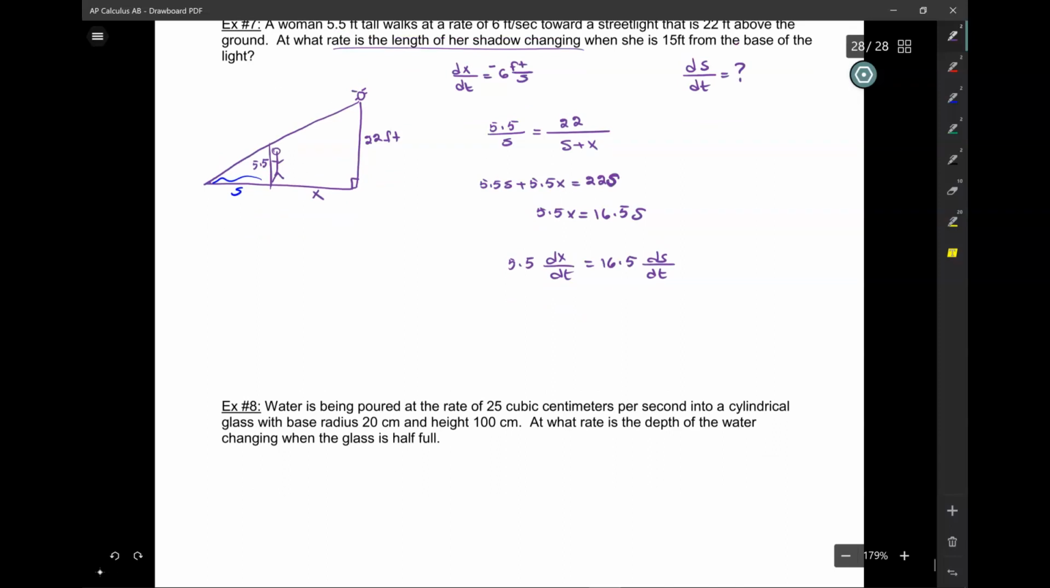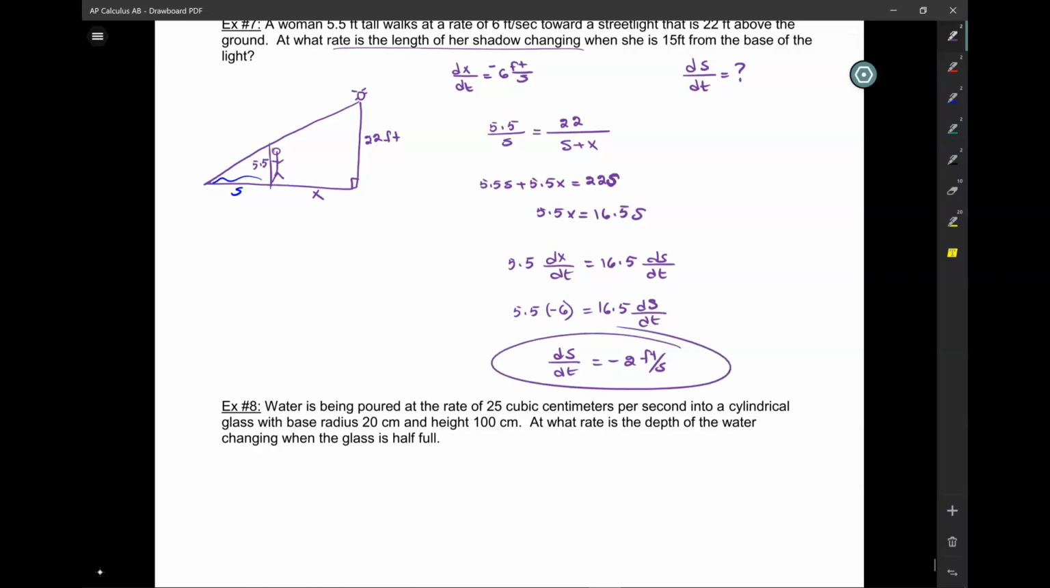I hate it when the same problem has, I shouldn't have called it s. I hate it when I have s and 5 in the same problem. All right, so 5.5, what's dx/dt? Negative 6 equals 16.5 ds/dt. So ds/dt is negative 2 feet per second. And now you have seconds is s. Okay.